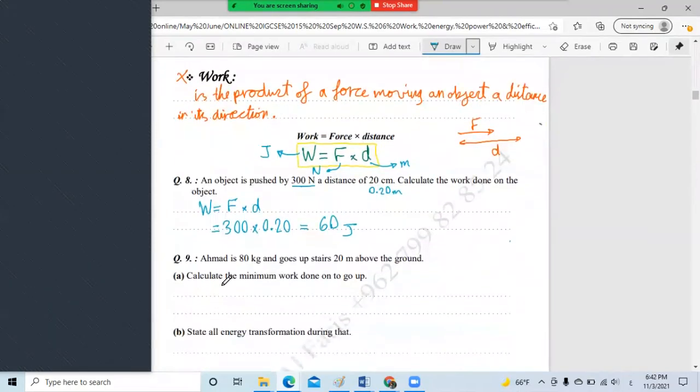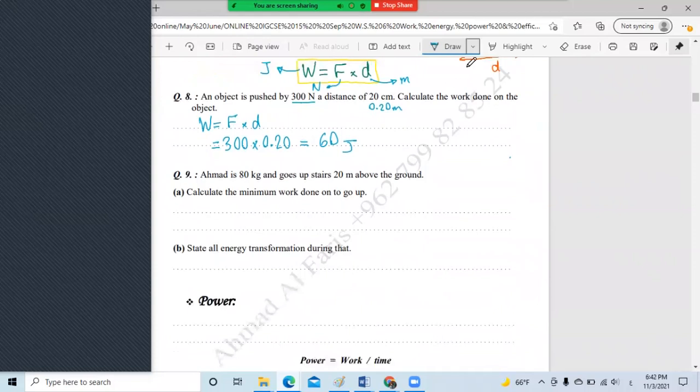Another question, to be more specific. An object is pushed by 300 Newton, a distance of 20 centimeters, we have to convert it into meters, 0.20, by dividing by 100. Calculate the work done on the object. So work equals force multiplied by distance, the force which is 300 multiplied by the distance that's supposed to be in meters, and the answer is 60 joules. Next.